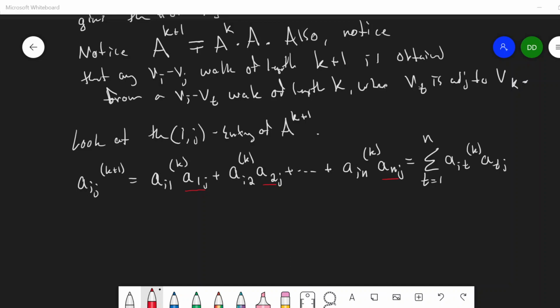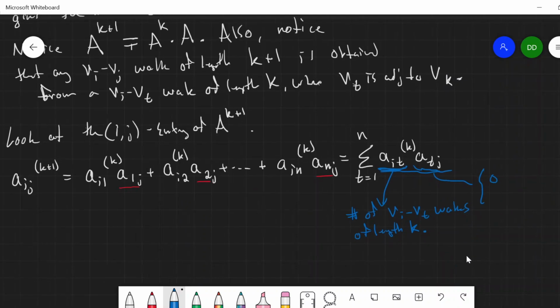So maybe it's easiest to think about this in the general case. So maybe written over here. So think about what each of these terms is. So this term, the i,t entry of A to the k, this is telling me by induction this is the number of vi, vt walks of length k.